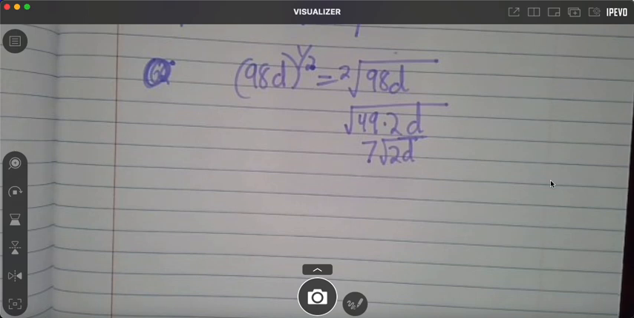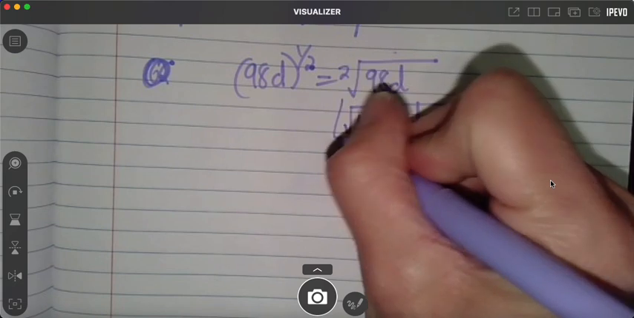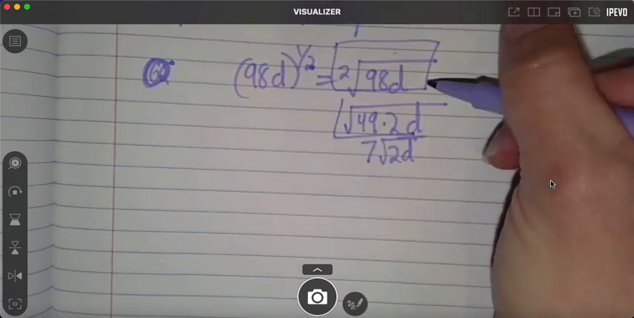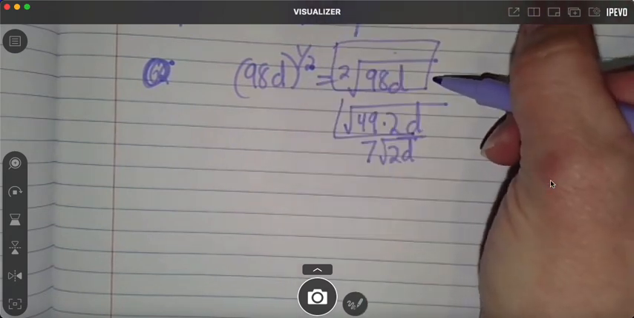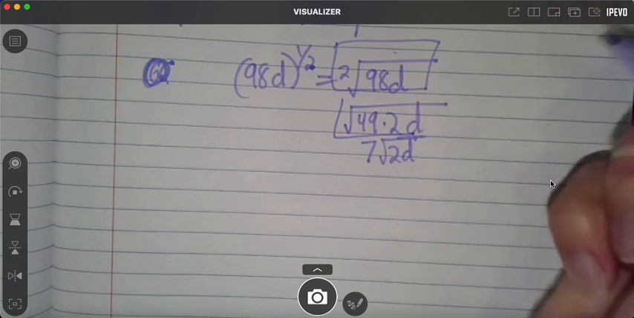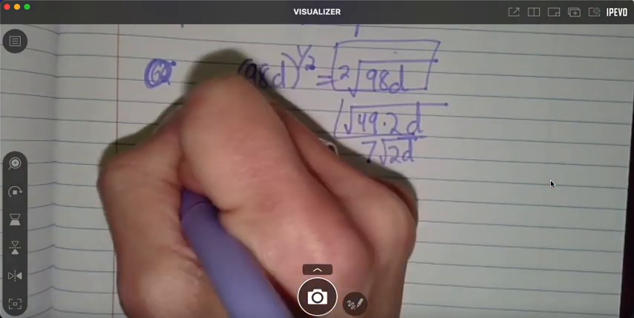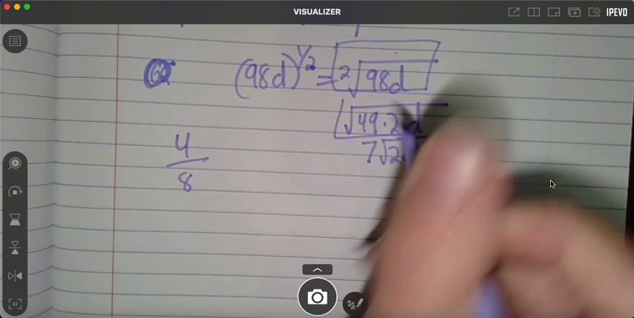On the ACT, this right here would not even be an answer choice. Okay, that would not be an answer choice, because basically, I have to divide all those numbers. I'll show you how.